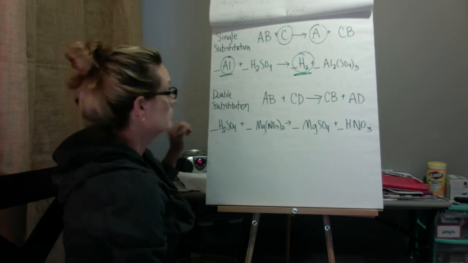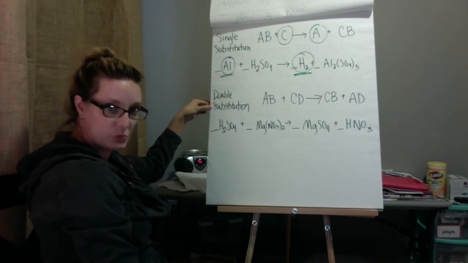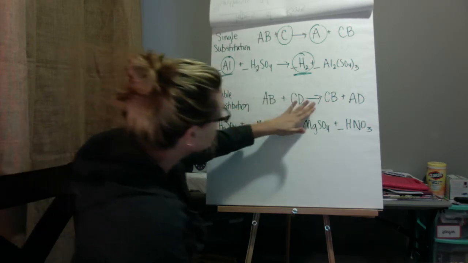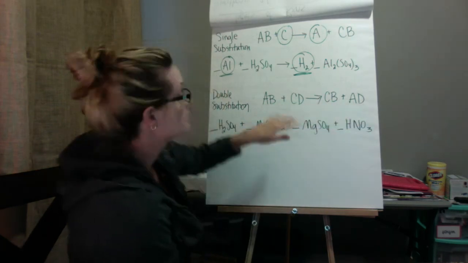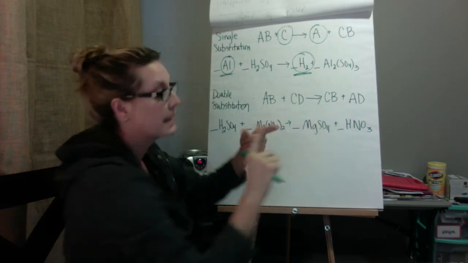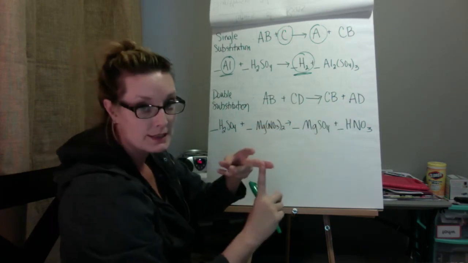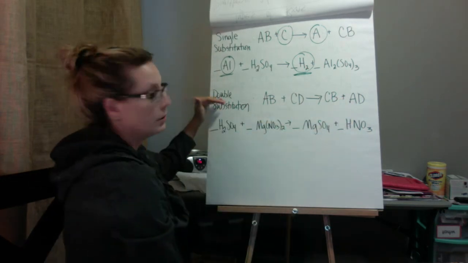Now let's look at double. Double, same thing. Substitution, displacement, replacement. All those words mean the same thing. Here, you're going to have two compounds on each side of the arrow. So you're going to see plus signs on both sides, right? Plus signs on both sides means it can't be synthesis and it can't be decomp. So if you've got a plus sign on both sides, you have to pick between single or double.